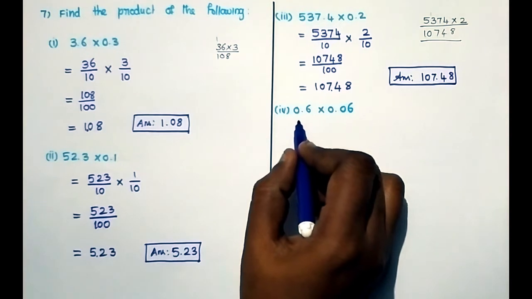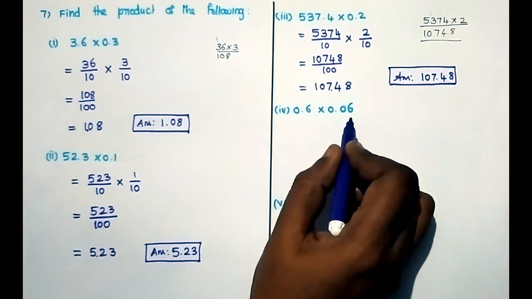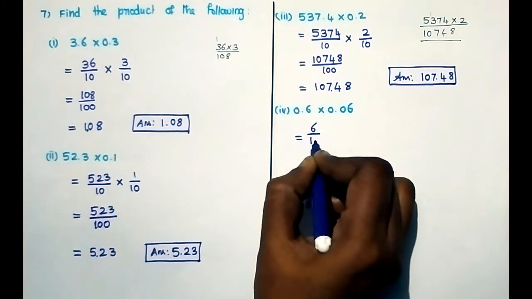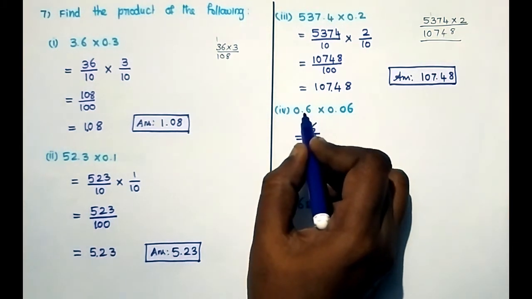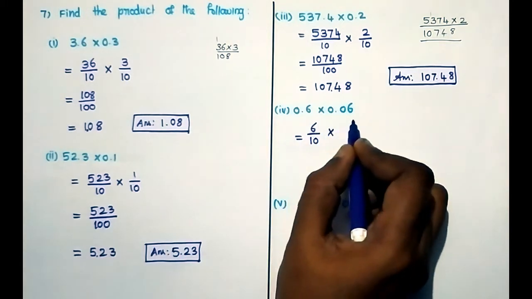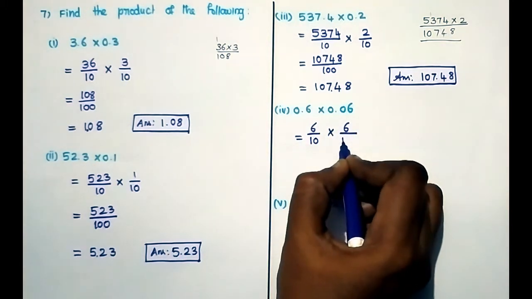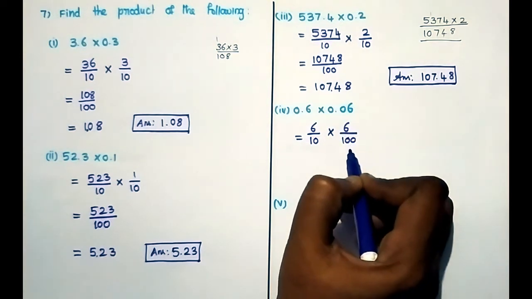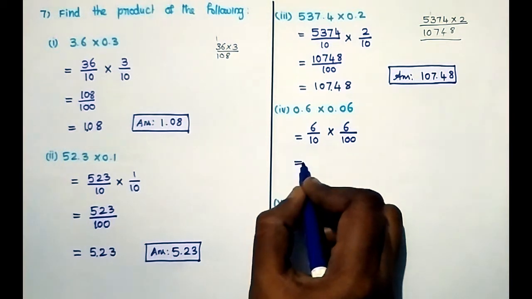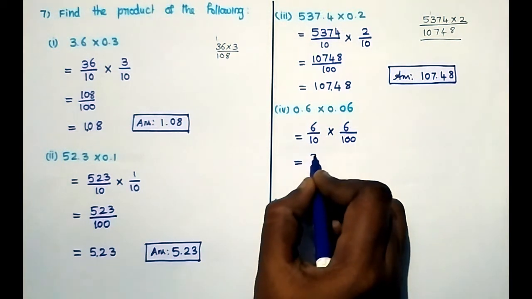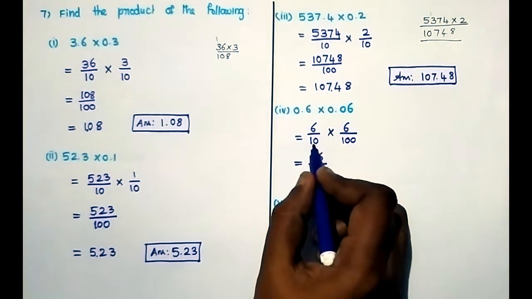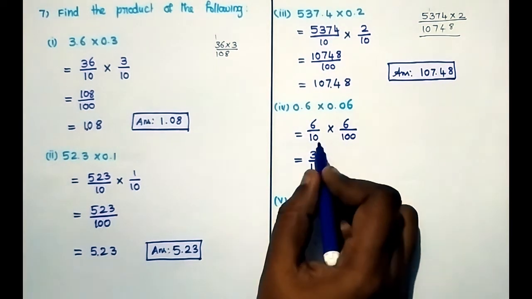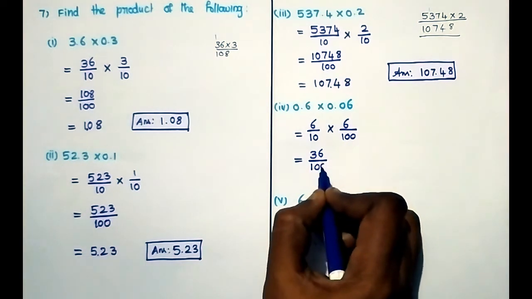Next one, 0.6 into 0.06. So 6 divided by 10. Here after the decimal point 1 digit is there, into 6 divided by 100. Here after the decimal point 2 digits are there. So divided by 100. Now multiply the numerator with numerator, means we get 36 divided by 10 into 1000. 1 is 1. 1 zero plus 2 zeros, 3 zeros.